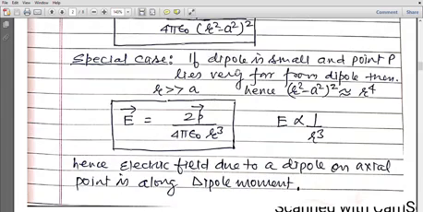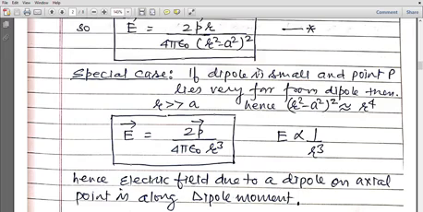The special case is if dipole is small, as we have considered in case of ideal dipole. The dipole is small, obviously the value of a will be small, and point P is very far from dipole. Obviously distance r becomes larger, so r is very greater than a, so you can neglect this a. So r square its whole square, so it is approximately equal to r to the power 4. तो आप डिनोमिनेटर को r to the power 4 कर दें, 1 times r कैंसिल हो जाएगा, so it becomes r to the power 3. So electric field, it is inversely proportional to cube of distance.